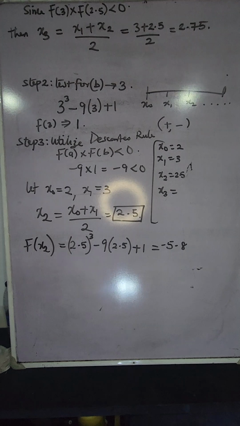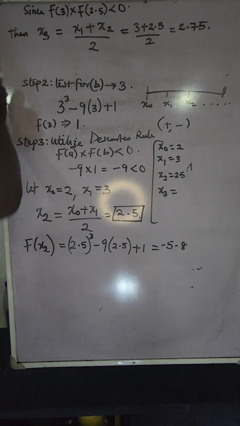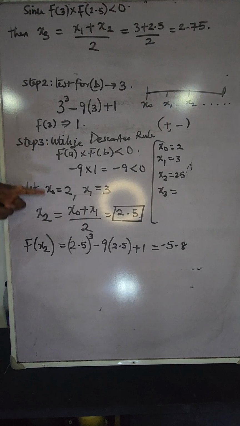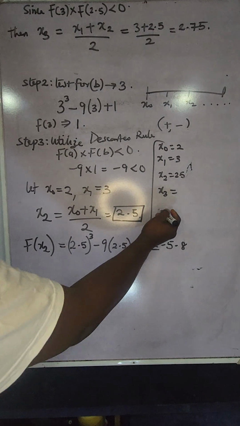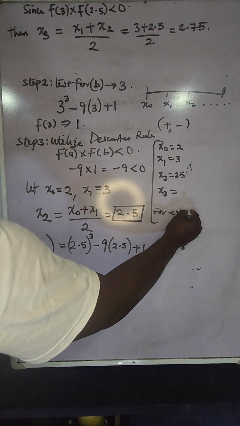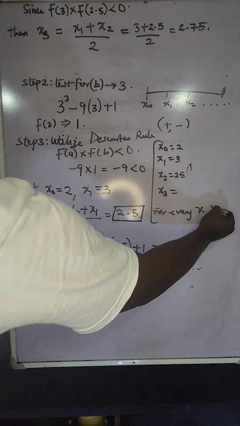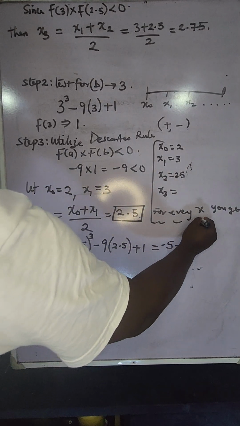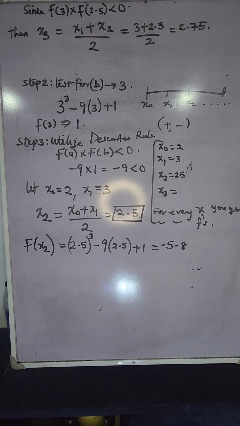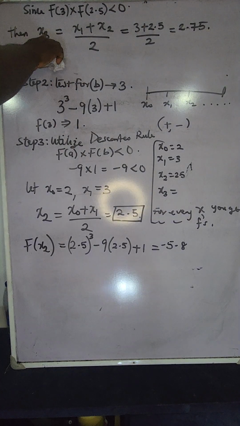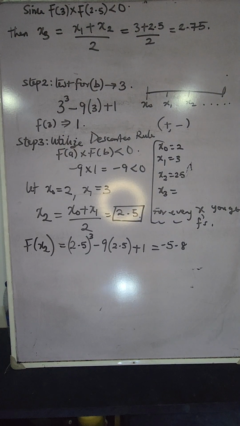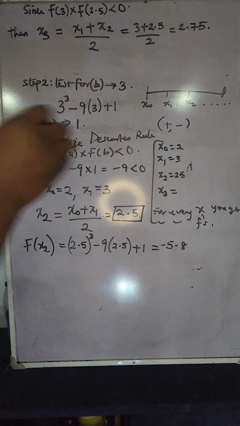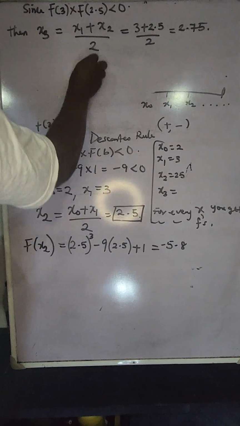2.75. Can you see that? Now, what's the next thing you do? For every x that you get, you must get their f's. Let me repeat that. For every x that you get, you must get their f's. So for you to remember, after getting x3, the next thing I'm supposed to do is to get f of x3.